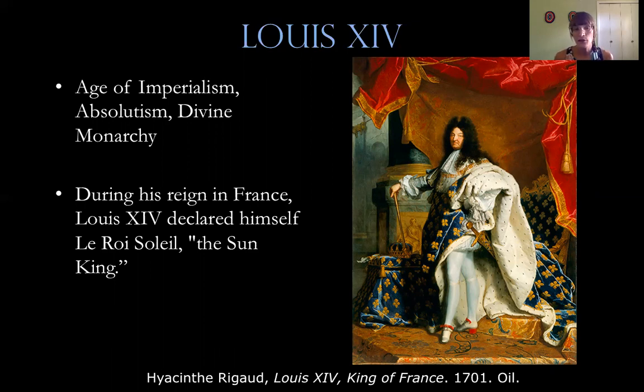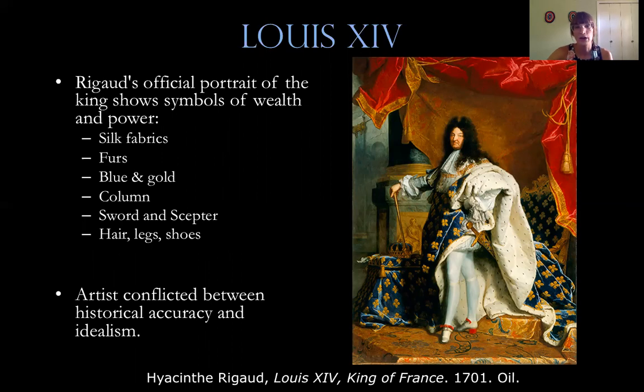During his reign, Louis XIV declared himself the Sun King, of course, linking himself to ancient Greek and Roman gods and goddesses. Apollo, an ancient Roman god, was a god of the sun, right? This is the Sun King as well. So making that lineage, he obviously feels like he's pretty incredible, as you can see here with his official portrait. Here you can see a variety of symbols that tell us about his wealth and his power.